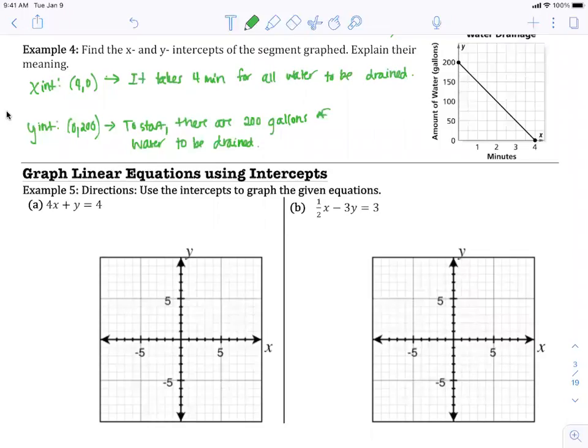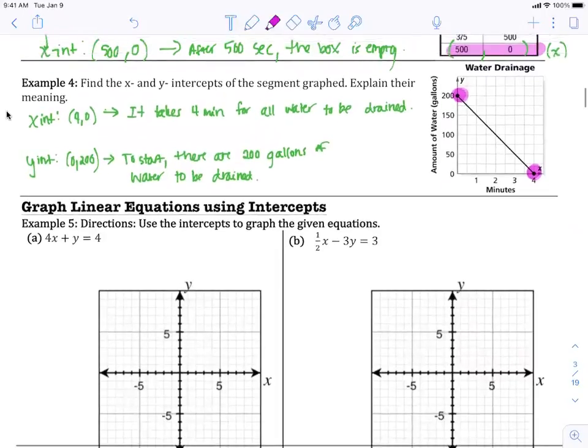So for example 4, hopefully this is what you got as your answer. Identifying hopefully is becoming the easy part. The y-intercept is the place where you cross the y-axis, and the x-intercept is the place where you cross the x-axis. So it's not just that the ordered pair is (4, 0) and (0, 200). Those do end up being your intercepts, but in this case, I said explain their meaning.